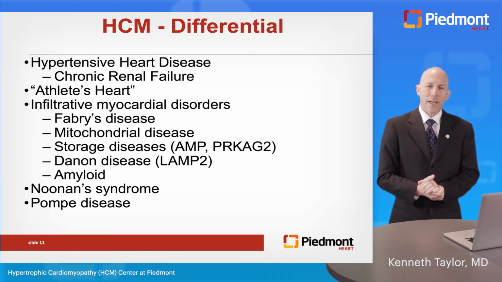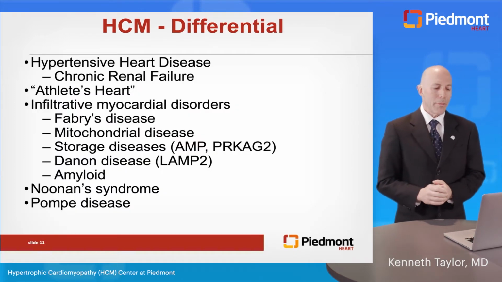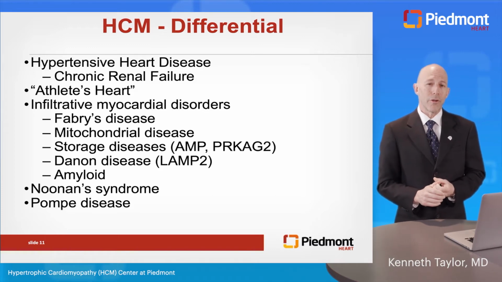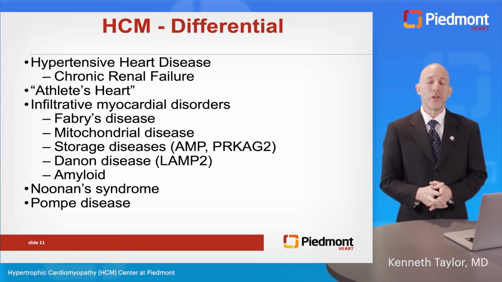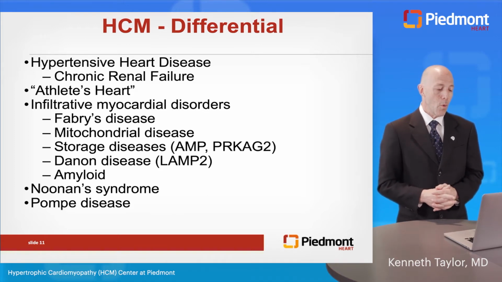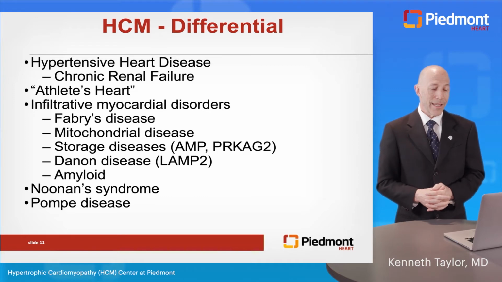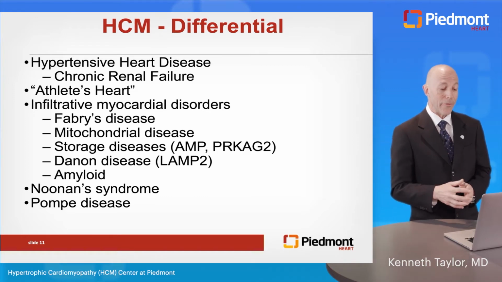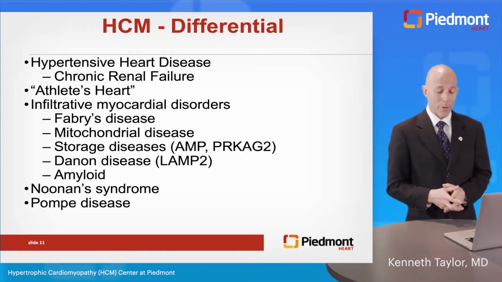There are a lot of things that can cause thickening of the heart muscle. Probably the most common is patients who have chronic renal failure, especially those on dialysis, can get significant hypertrophy, and sometimes that can be difficult to distinguish. We'll talk a little bit about the athlete's heart in a moment. There are a number of infiltrative disorders and more unusual diagnoses that can be picked up occasionally, like Fabry's disease or more commonly amyloidosis.